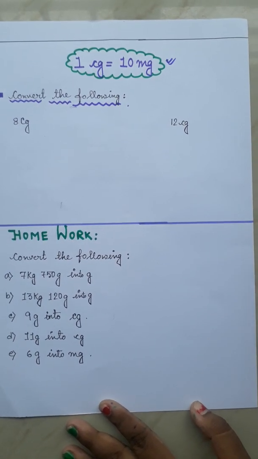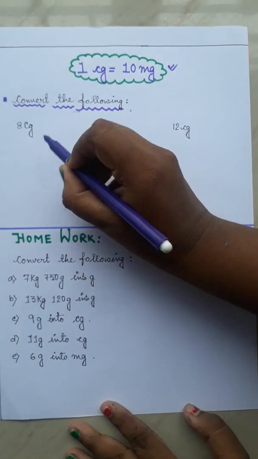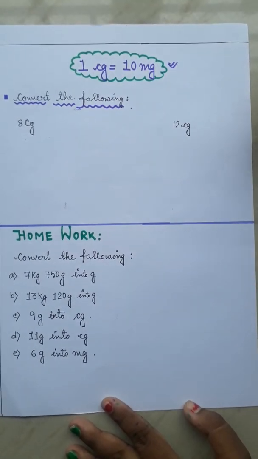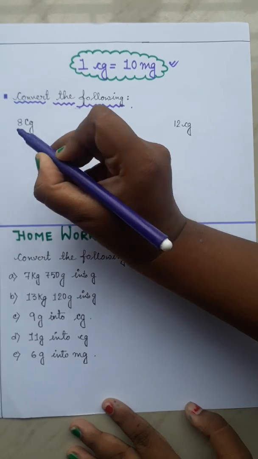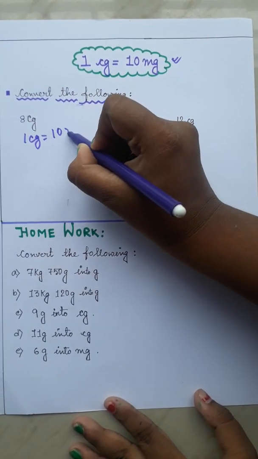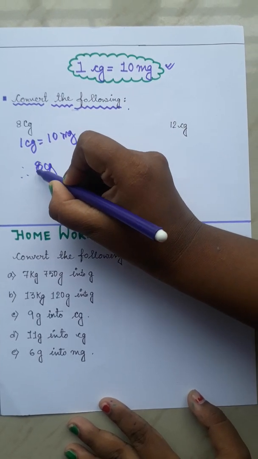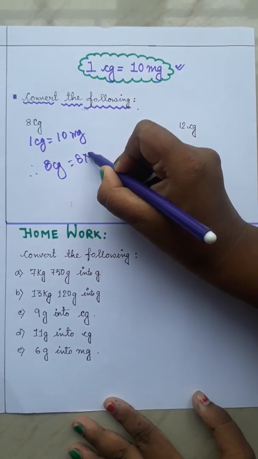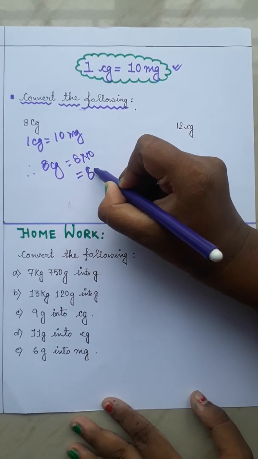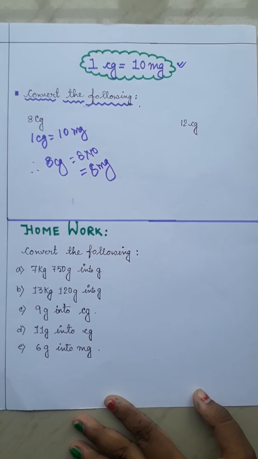Okay, so the next is 1 centigram equals 10 milligram. Okay, so here for this also we have to do this conversion like 8 centigram equals how much milligram. What we have to do? At first we have to write 1 centigram equals 10 milligram. So 8 centigram equals 8 into 10. That means 80 milligram. Okay, so this one was the conversion.